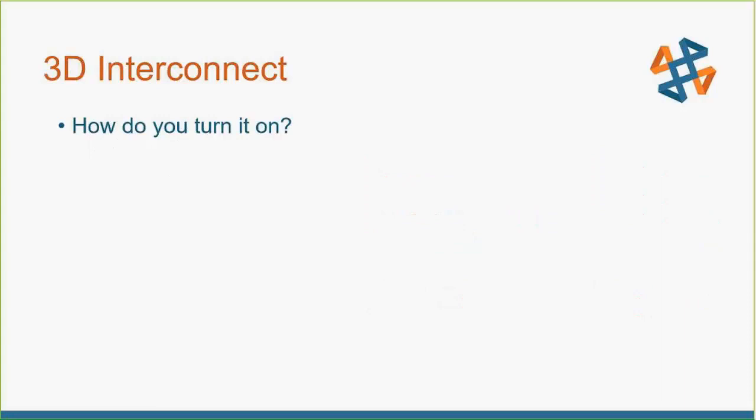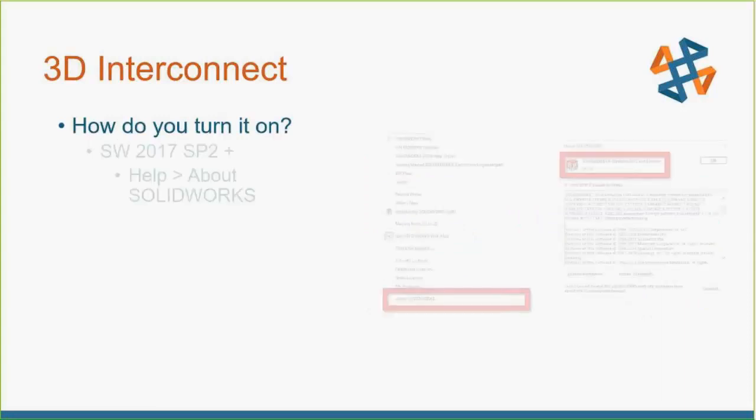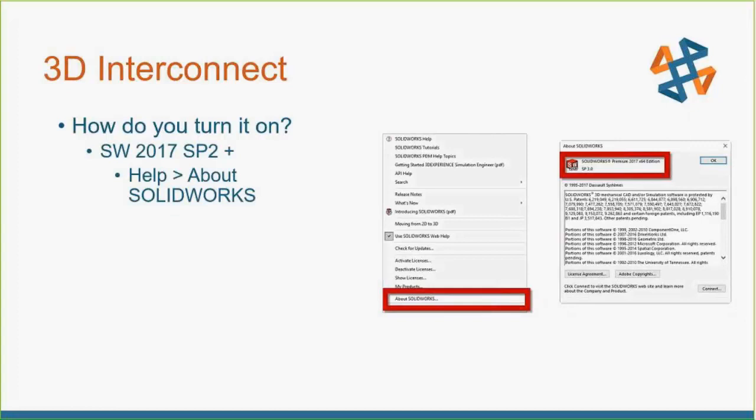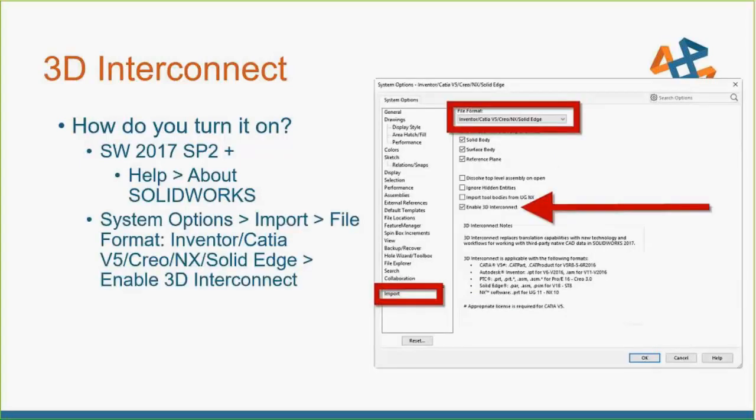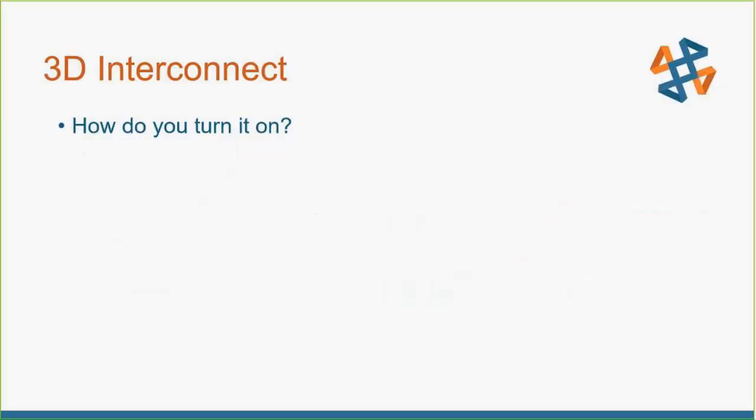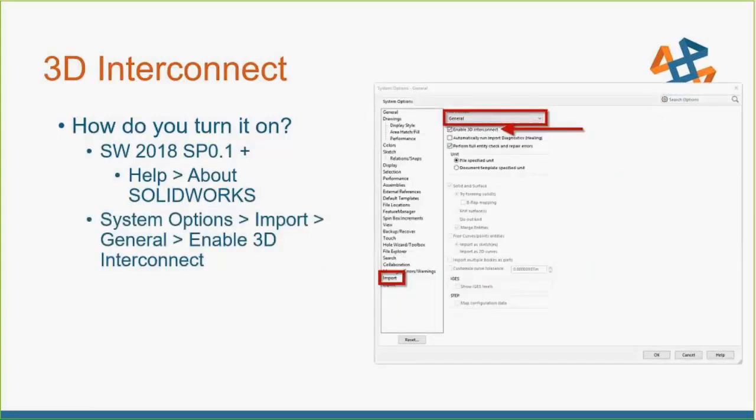How do you enable 3D Interconnect? Well, if you're in SOLIDWORKS 2017, and you can always check that just by going to the About in your Help menu, it's actually under the Import tab. There's a drop down for Inventor, CATIA, Creo, NX, and Solid Edge, and you can check Enable 3D Interconnect. And then in SOLIDWORKS 2018 and beyond, you can see it's under the General tab of the Import Settings.